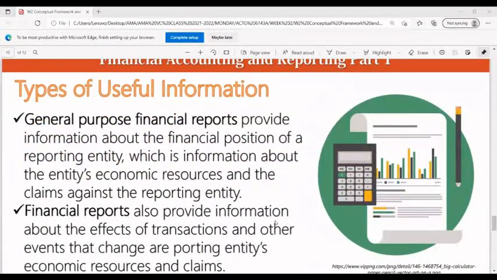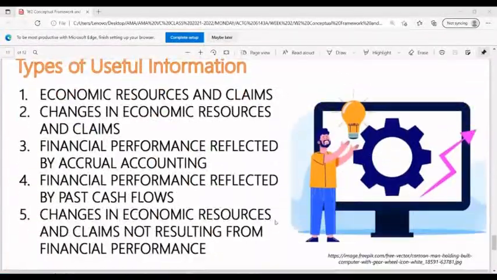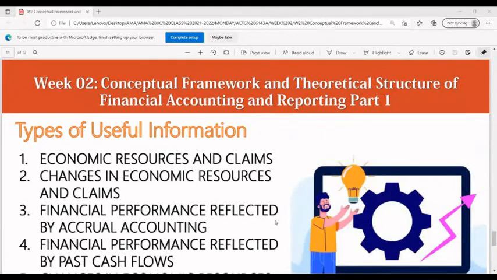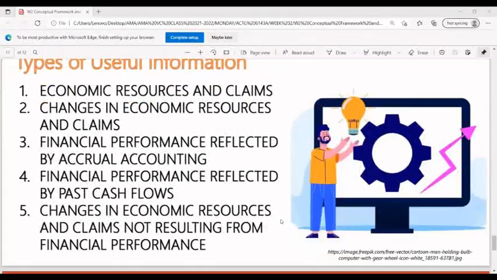Types of useful information. General purpose financial reports provide information about the financial position of a reporting entity, which is information about the entity's economic resources and the claims against the reporting entity. Financial reports also provide information about the effects of transactions and other events that change a reporting entity's economic resources and claims. So the types of useful information are: economic resources and claims; changes in economic resources and claims; financial performance reflected by accrual accounting; financial performance reflected by past cash flows; and changes in economic resources and claims not resulting from financial performance.